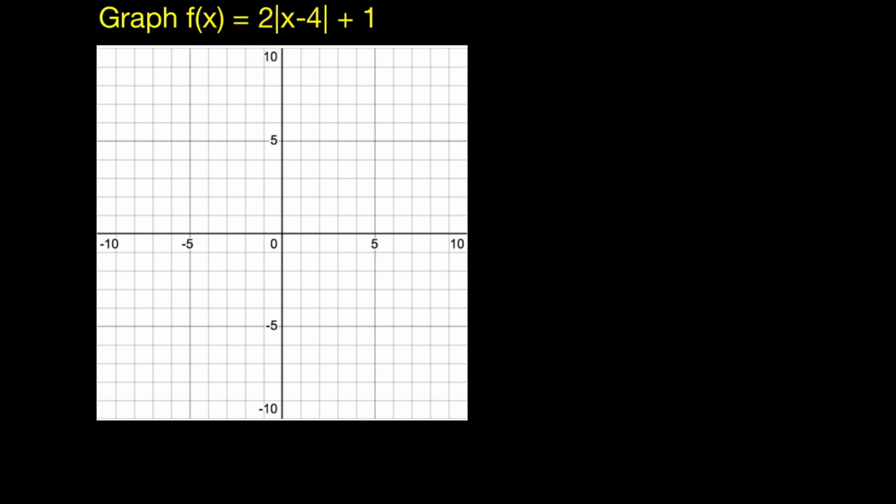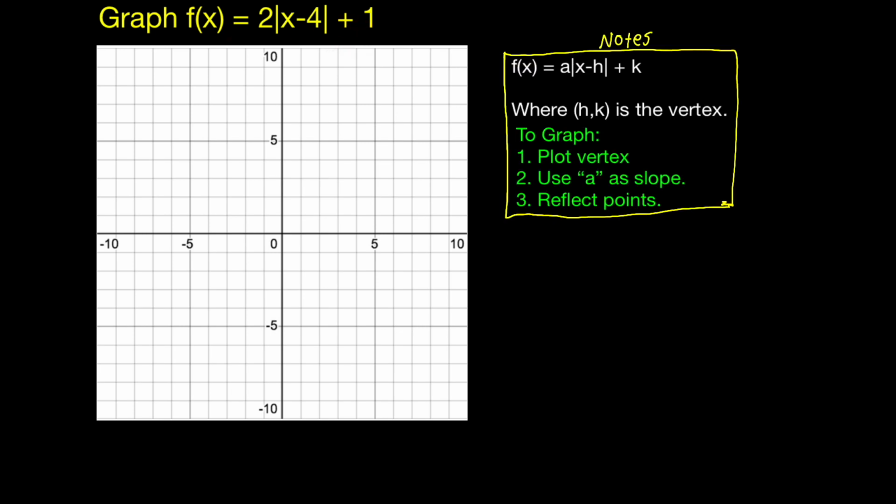Graph f of x equal to 2 times the absolute value of x minus 4 plus 1. In order to graph this function, I'm going to refer to the general form. So here I can see that my a value is 2, my h value is 4, and then my k value is 1.